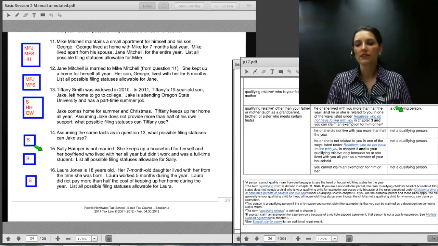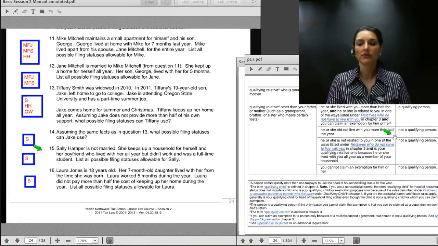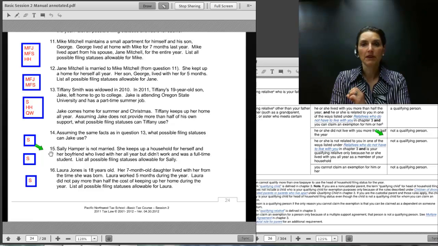But then we go down where it says he or she is not related to you in one of the ways listed under relatives who do not have to live with you in Chapter 3, and is your qualifying relative only because he or she lived with you as a member of your household for the entire year. Well, that person is not a qualifying person for head of household. So Sally is not married, she is single. She cannot file as head of household because she did not keep up a home for the year for a person who is related to her. And the boyfriend, although he lived with her all year as a member of her household, obviously he's not related to her, but he could be her dependent if he meets all of the other dependency tests.